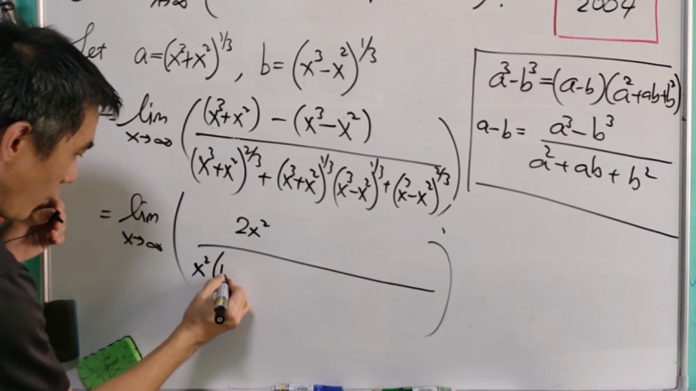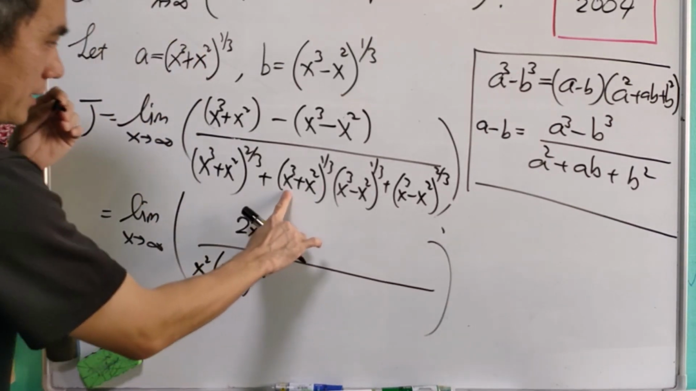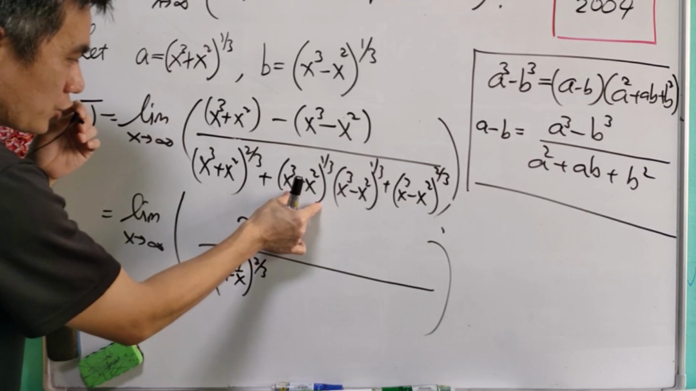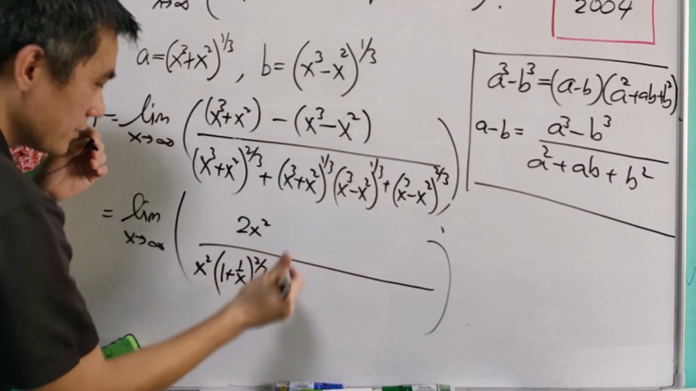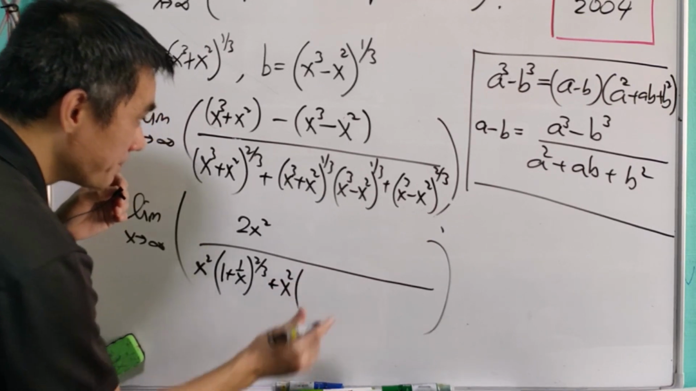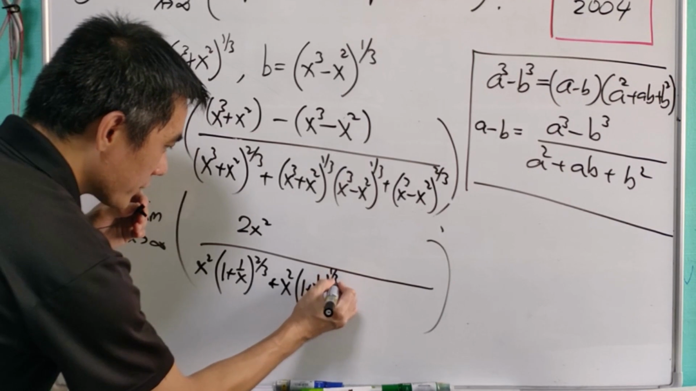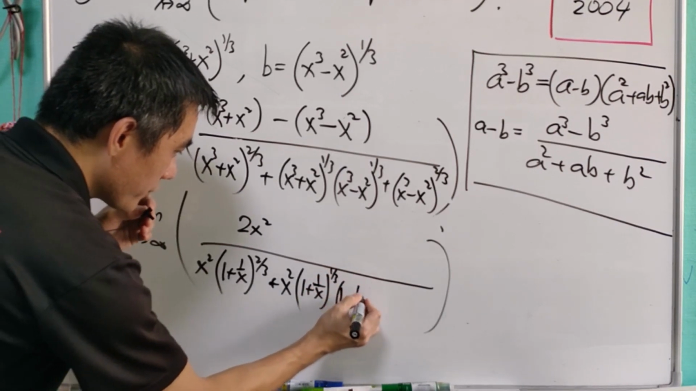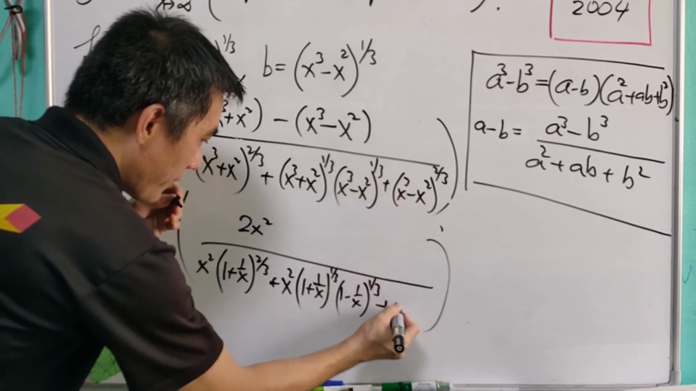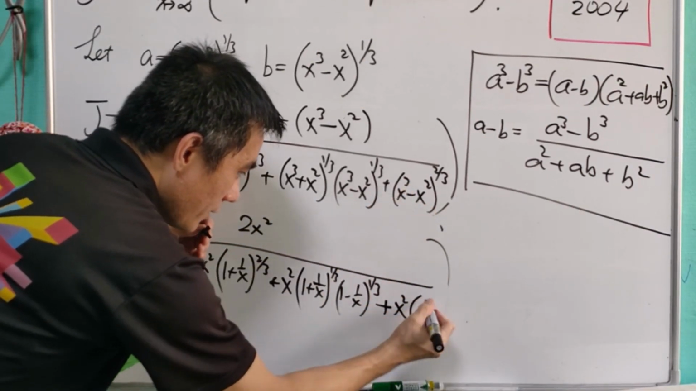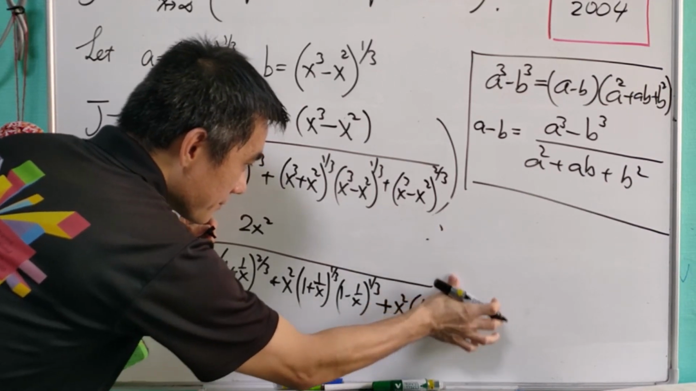What I have here is 1 plus 1 over x, to the power of 2 over 3. Similarly, I'll factor out the x cubed. After this, it will become x, similarly it will become x, so I have x squared. Then this will be 1 plus 1 over x to the power of 1 over 3, and this is 1 minus 1 over x to the power of 1 over 3. Similarly, for this, I will have x squared, 1 minus 1 over x to the power of 2 over 3.